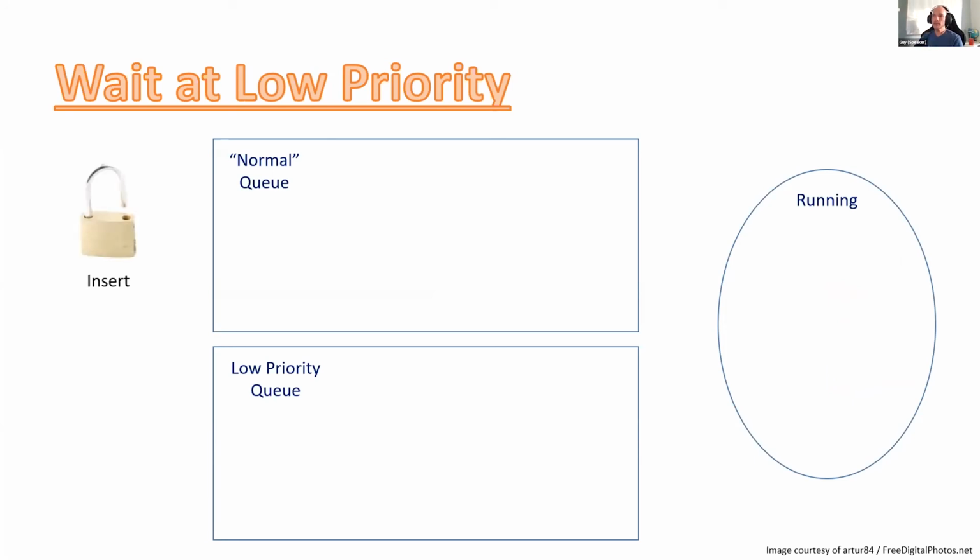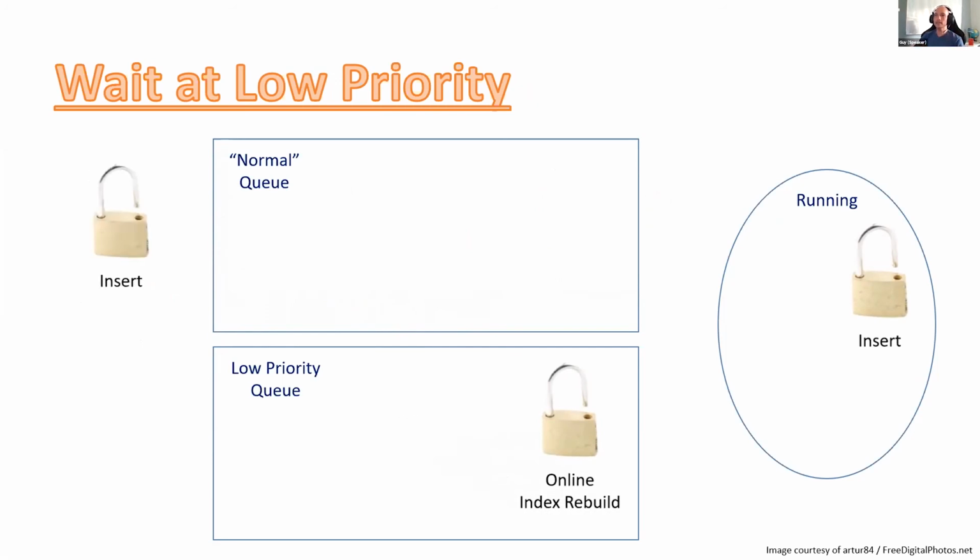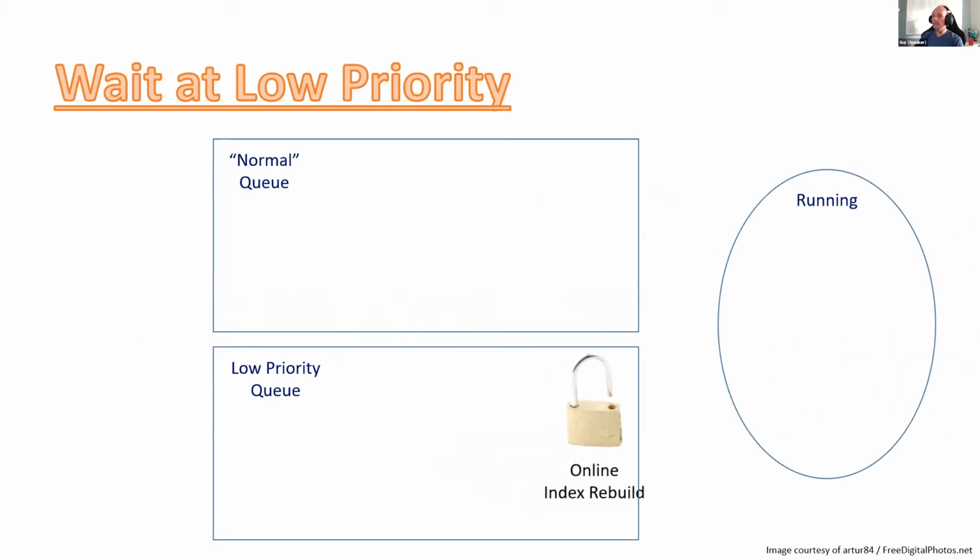So the way it works is like this. First insert goes into the scheduler. Online index rebuild goes into a separate queue, a low priority queue. So now the second insert can go into the same queue. It's the first one. It can start executing already. Okay. And as soon as both of them are done, now the online index rebuild can start, but it will wait. So this is wait at low priority.